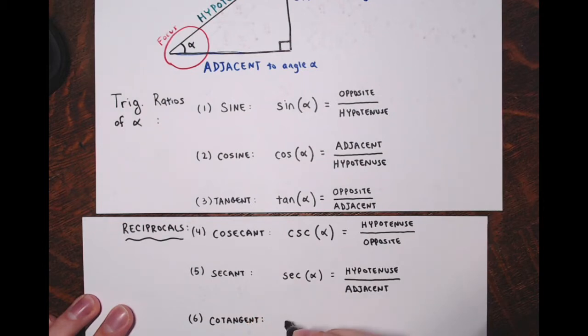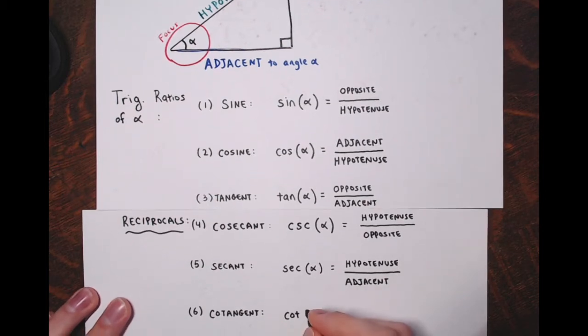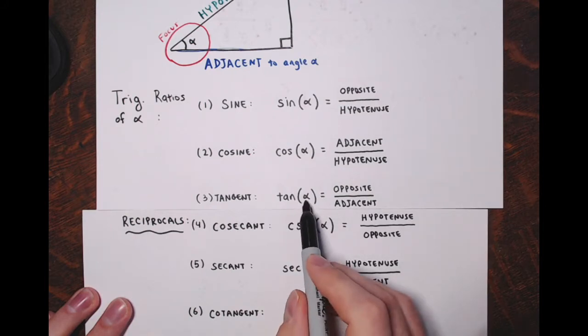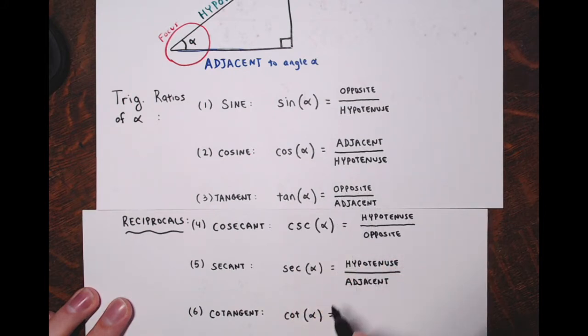Alright, and it's abbreviated in function notation by three letters, just like all the other ones, as COT. And then you have an input, right? And the input is the angle. The angle we're talking about here is alpha, again. And if the tangent of alpha is the opposite over the adjacent, then the cotangent of that same angle is the length of the adjacent side divided by the length of the opposite side.